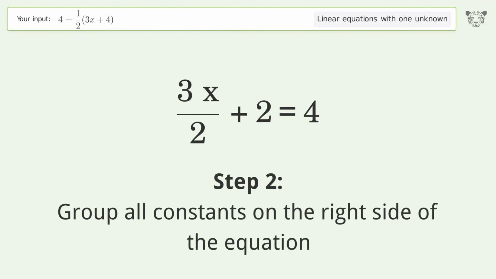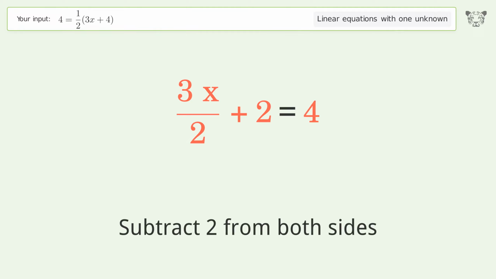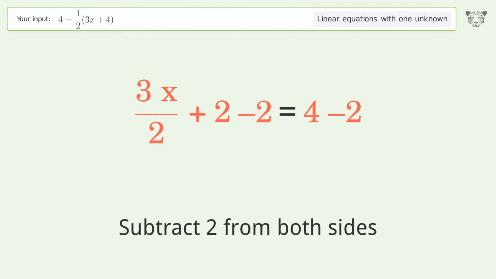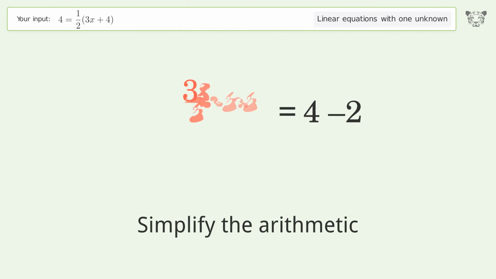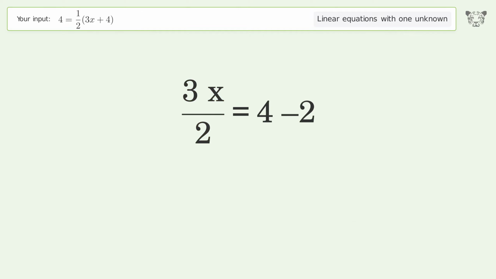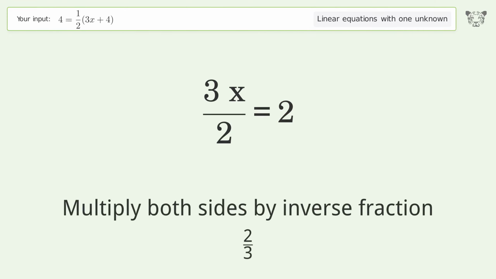Group all constants on the right side of the equation. Subtract 2 from both sides. Simplify the arithmetic. Isolate the x. Multiply both sides by inverse fraction 2/3.